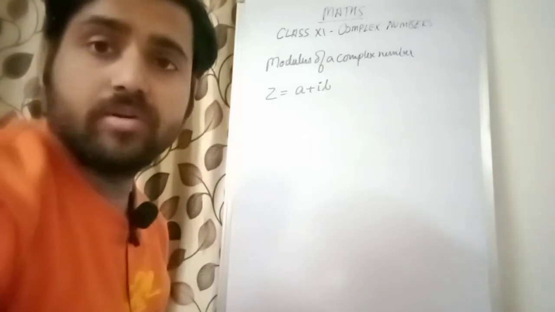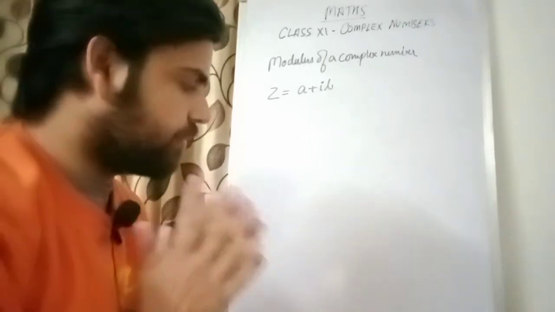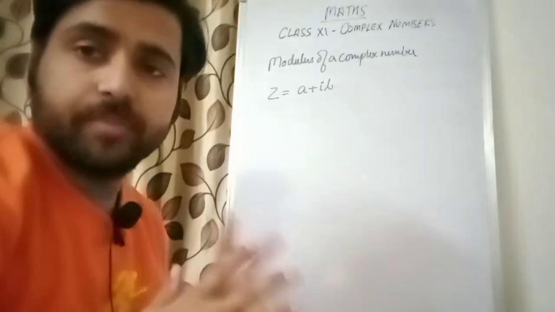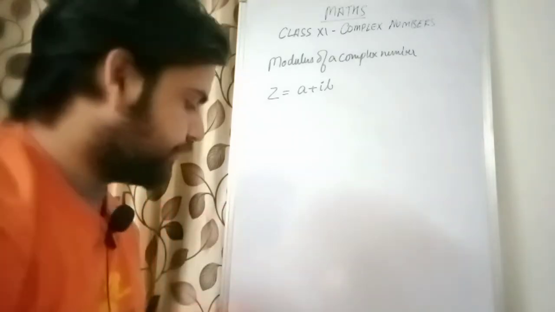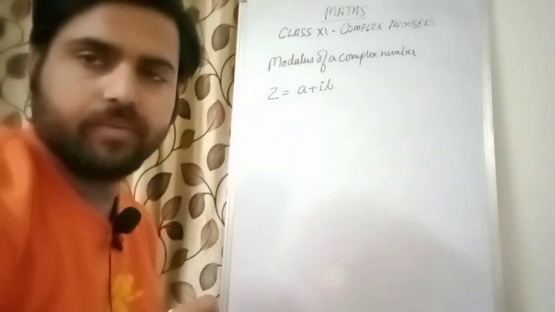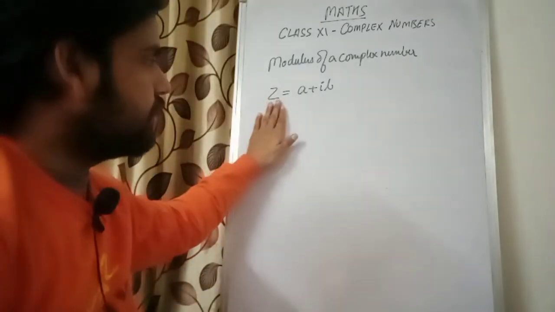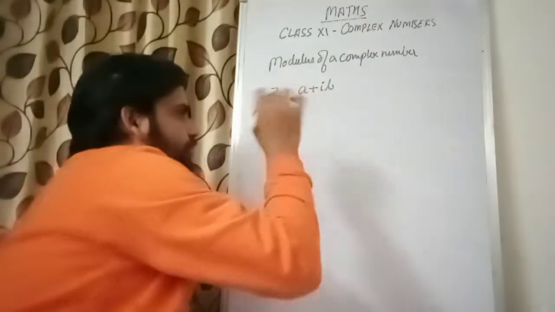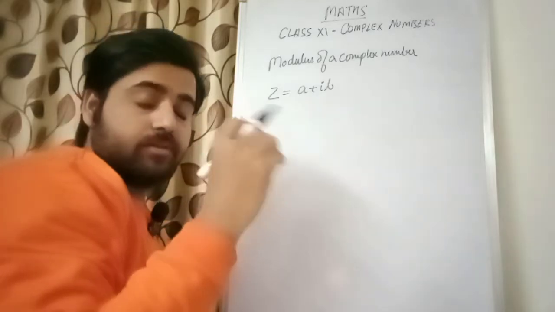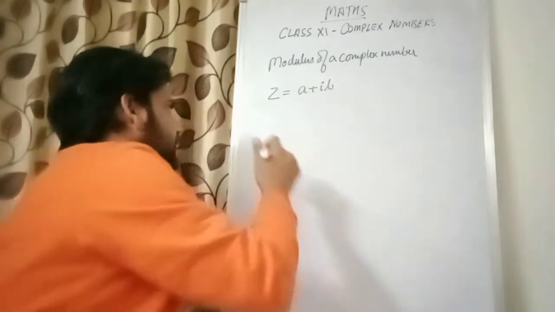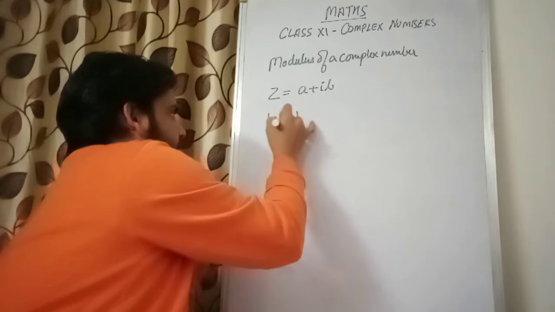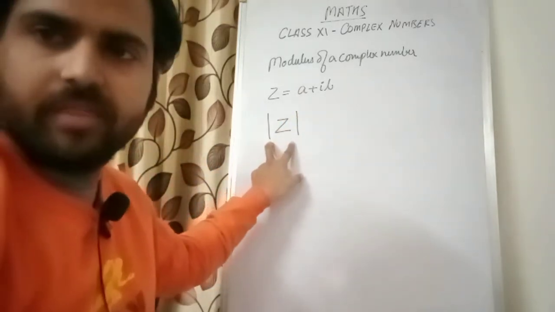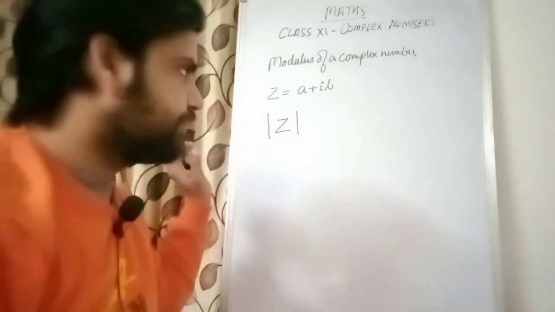Now next is modulus of a complex number. See, modulus of a complex number is actually the positive number, or you can say positive quantity. So how are we going to represent this modulus of a complex number? Let's see, and how we are going to find it out. So here, let's say I have taken one complex number z as a plus ib. Now, if you want to represent mathematically what the modulus of z will be, you will make two straight lines and between them you have to write this. So this will say the modulus of complex number z.